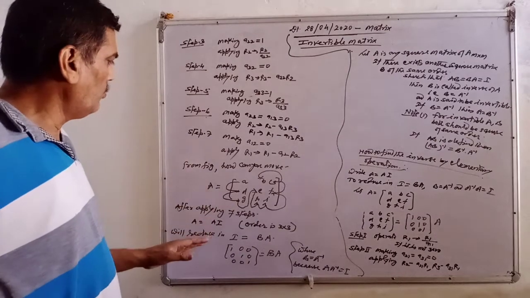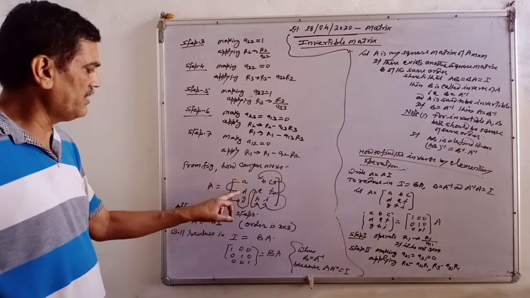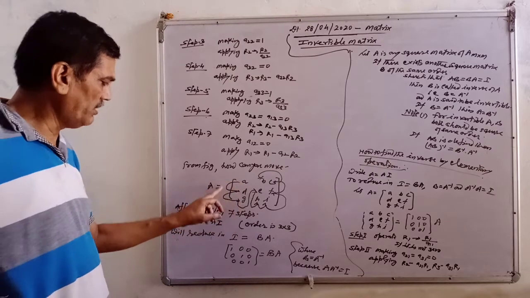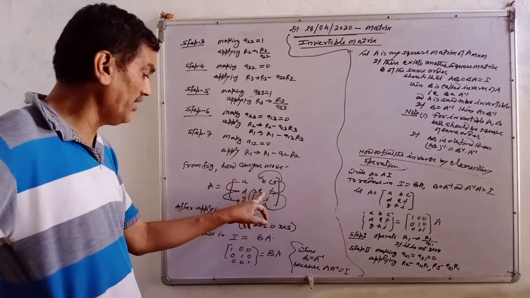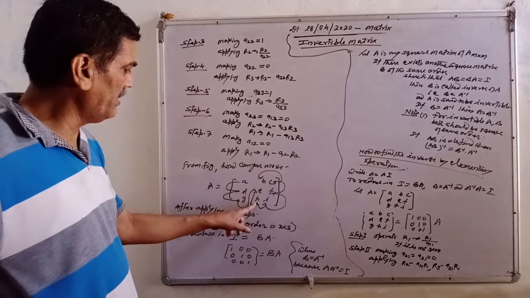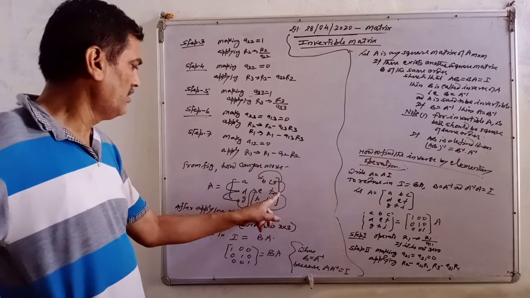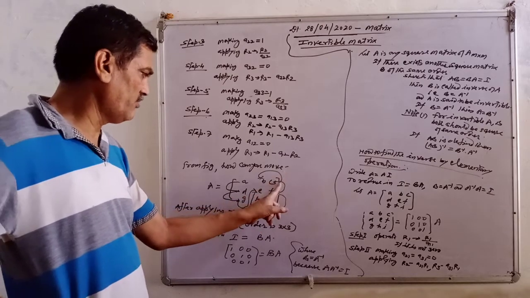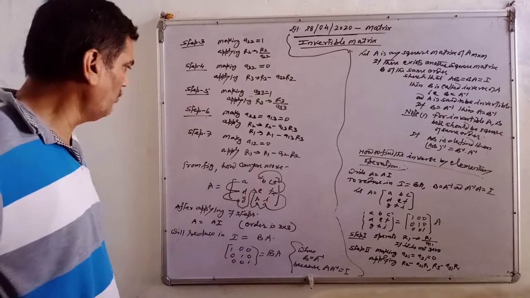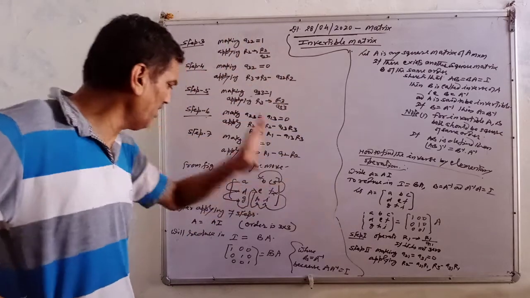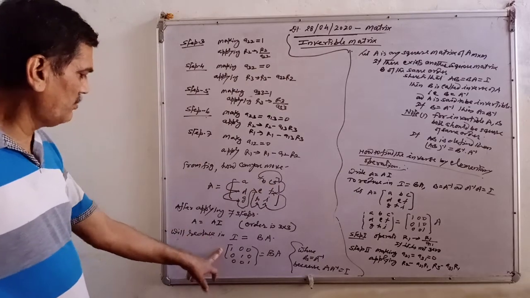Now, how can you move from this figure? First you will make this element 1. In the second step, D and G should be 0. In the third step, making this element 1. In the next step, making H 0. In the next step, making I 1. In the next, F 0. Next step, C 0, and the last, 7th step, B should be 0. So after applying these 7 steps, your left side becomes the unit matrix.